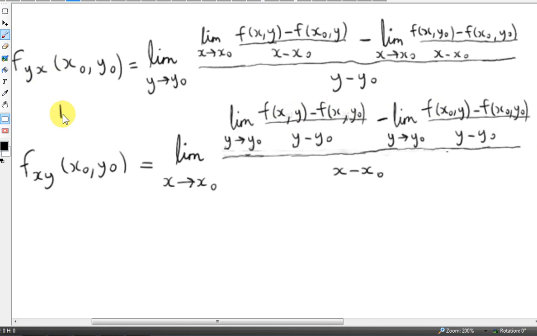In previous videos we calculated these mixed derivatives for various functions. We saw that in general these two mixed derivatives are the same. In the next video we will prove that.